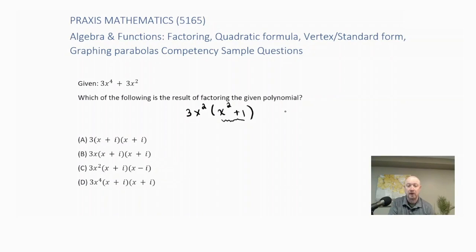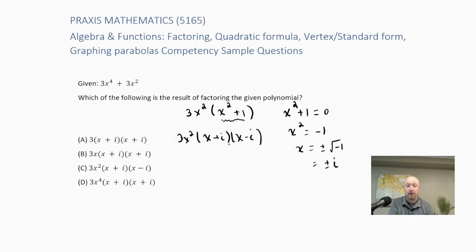Well, we know from imaginary numbers that if we set this equal to 0 here, we would get x squared is equal to -1. So we would get x is equal to plus or minus the square root of -1, which is plus or minus i. So that means that this can be factored under the complex number system as 3x squared times (x plus i) times (x minus i) for my two imaginary values. Okay, so the correct answer here would be choice C.